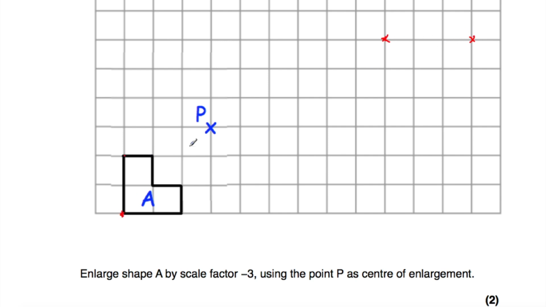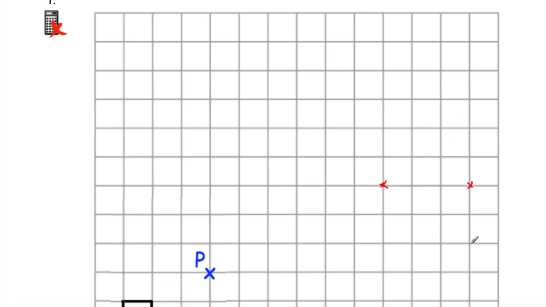Okay, this point here, it's 1, 2, 3 to the left and 1, 2, 3 down. So we're going to times that by 3, so it's going to be 9 and 9, 9 to the right and 9 up. So let's do that. 1, 2, 3, 4, 5, 6, 7, 8, 9, and then 9 up, 1, 2, 3, 4, 5, 6, 7, 8, 9. So it's going to be there.